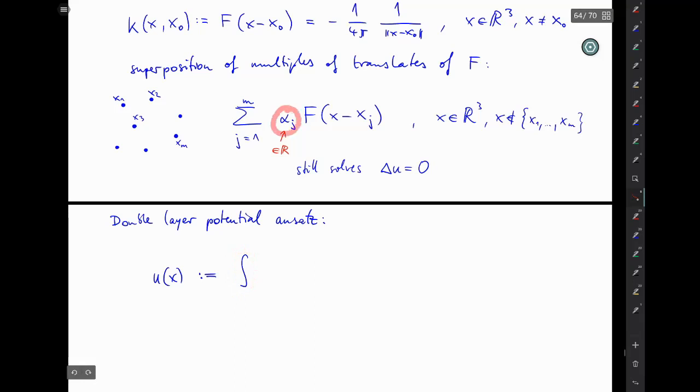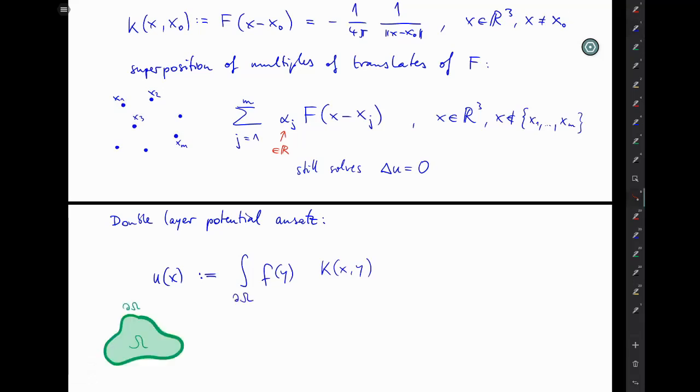and instead of the unknown little alphas you get an unknown function, little f, and then here's your kernel k of x and let's say y, like here. And now little y is running around all these points of translation, but in this case this is not just a finite set. In this case we use the boundary of our set omega for these translates y here, and so f is now a function on the whole boundary of omega.